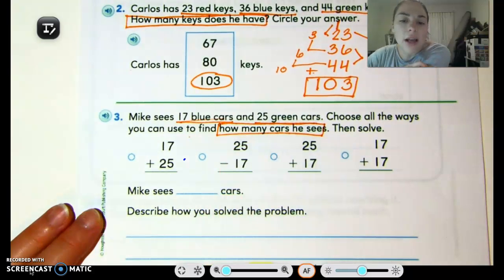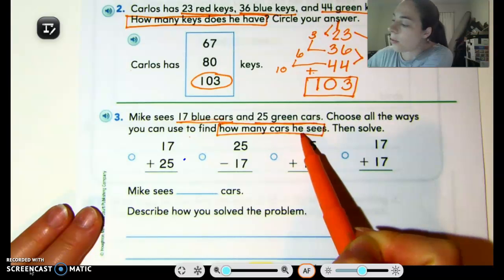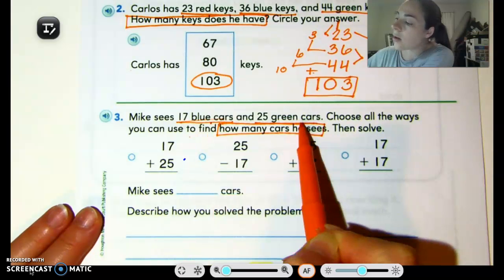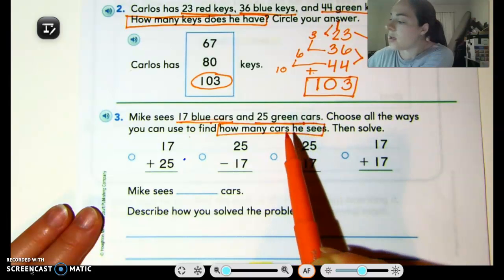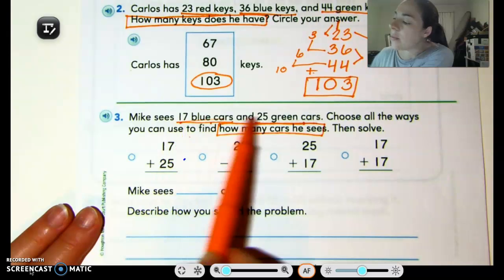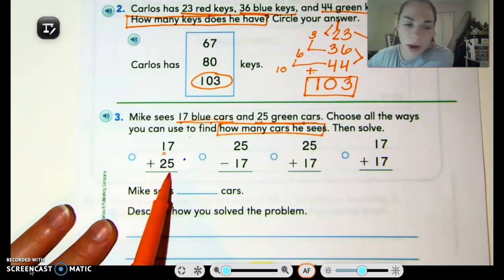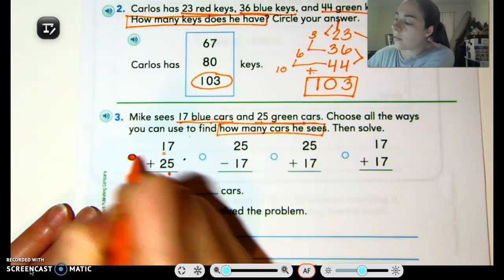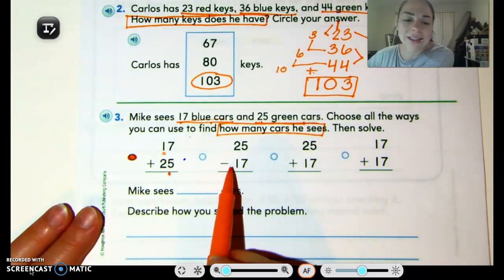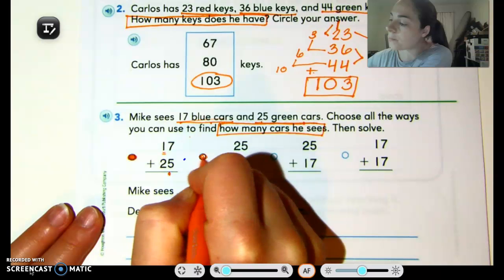So what are they wanting us to solve for? How many cars he sees. So they want us to add up the blue cars and the green cars to find out how many he saw in all, right? So I know we would be adding 17 plus 25. So could we use 17 plus 25 to solve this problem? Yes. Could we use 25 minus 17 to solve this problem? No, right? We're not taking away cars, we're adding them together.